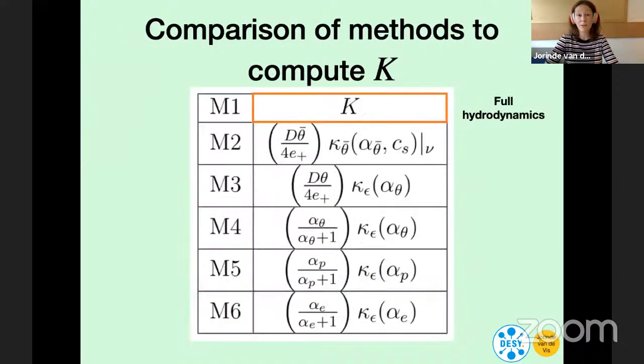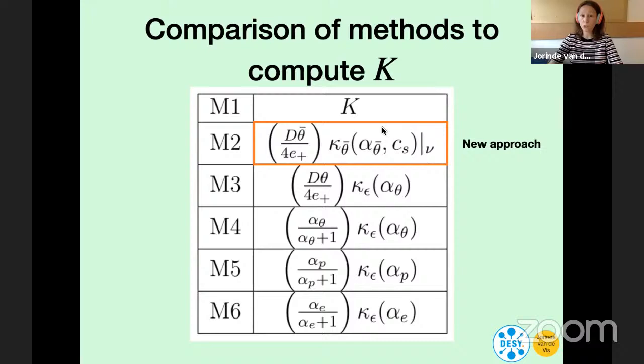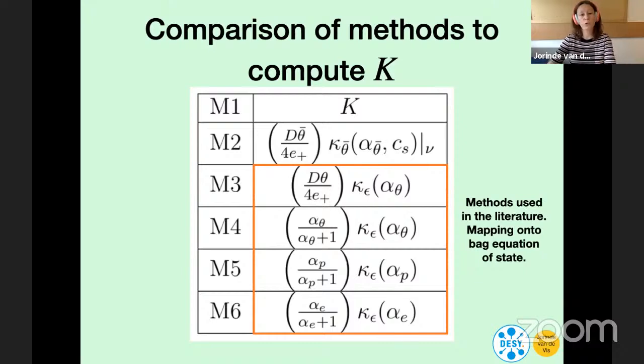Okay, now let's have a look whether this works or not. So what we did was a comparison of the full hydrodynamic equations with our new approach, which is based on mapping onto the template model, and these four approaches that are known in the literature. So these are both based on the difference in the trace of the energy momentum tensor. This is the pressure difference, and this is the energy density difference.